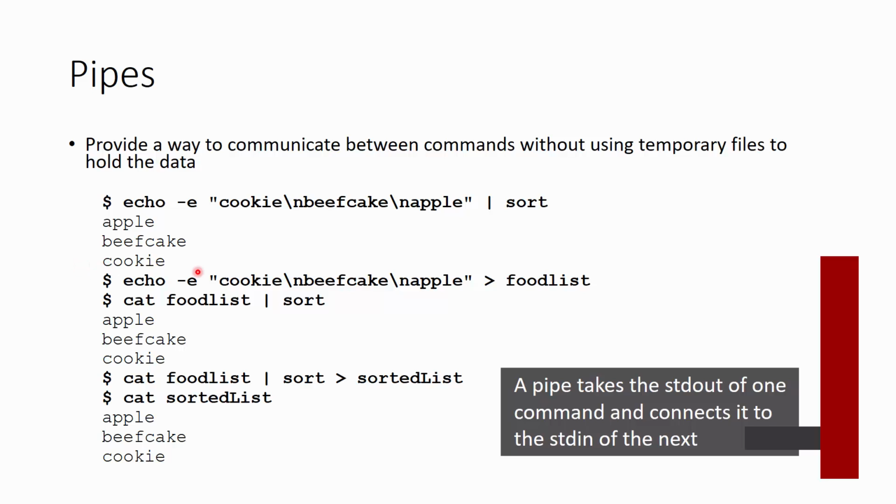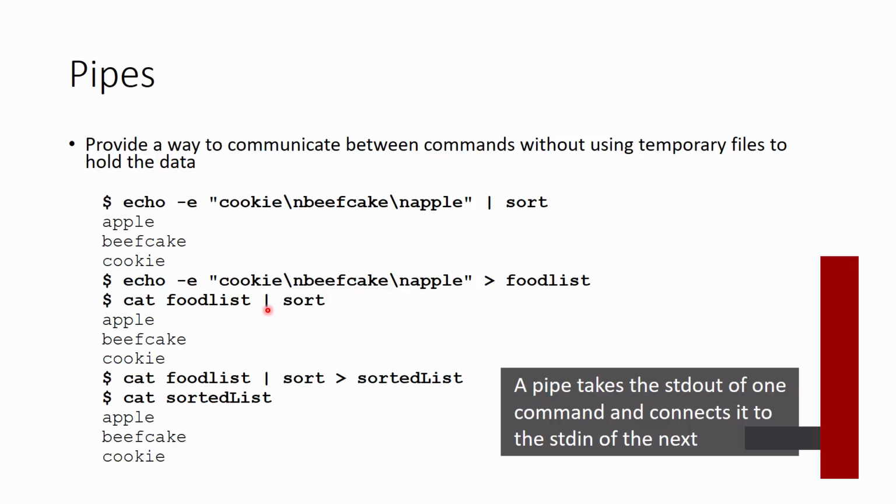Really handy. Let's do a couple more compound commands here. So echo -e, cookie beak fake apple. This time I'm sending this to a file called food list. Then I'm going to cat the food list file out, and piping the result of that into the sort command, and I get the same thing again. So I can use my pipe sort little trick here on files.